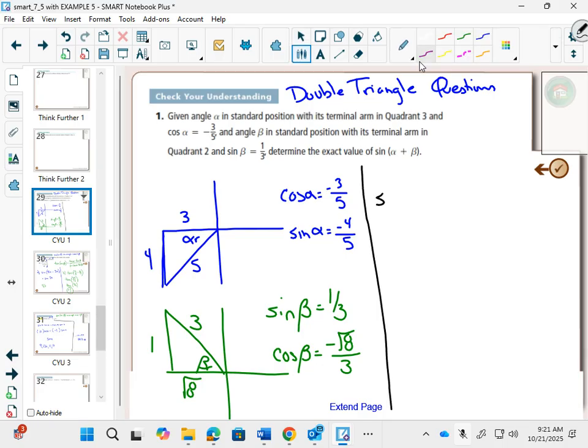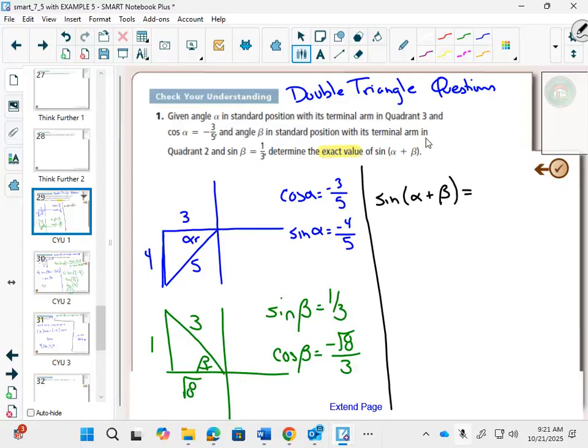Now we want to find what is sine alpha plus beta equal to. And it says determine the exact value, so this means this is a non-calculator question. We want to find the exact value of sine alpha plus beta.